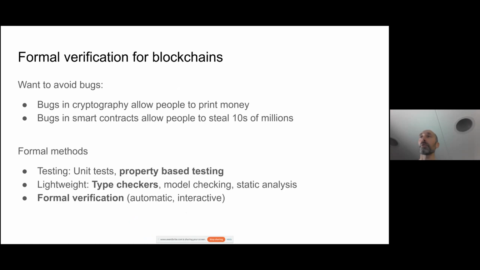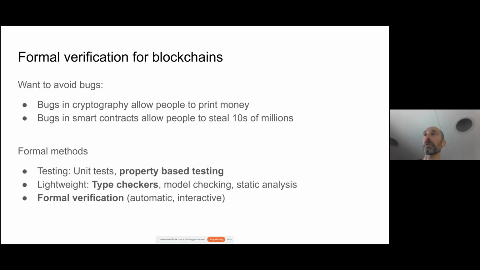So why do we want to do formal verification, and in particular for the application to blockchain? So if you make a bug in the implementation of cryptography, then people can print money. And if you have an anonymous coin, then people can print an unlimited amount of money, and you will never know whether it happened, and there's no way to actually reverse that. So this is very important. And this is actually something that happened in practice. It's well documented.